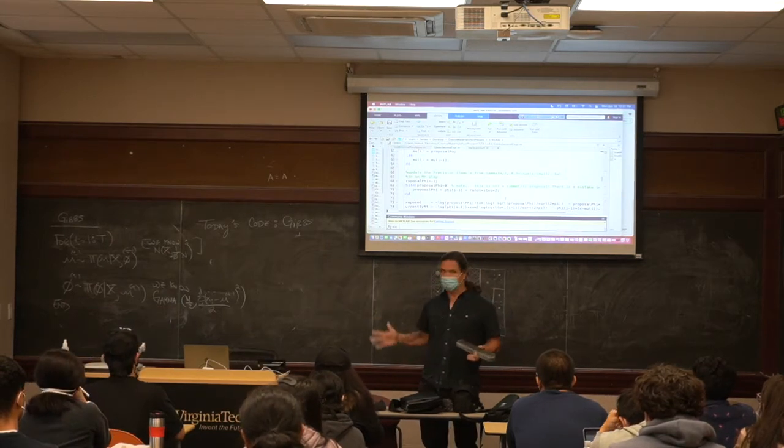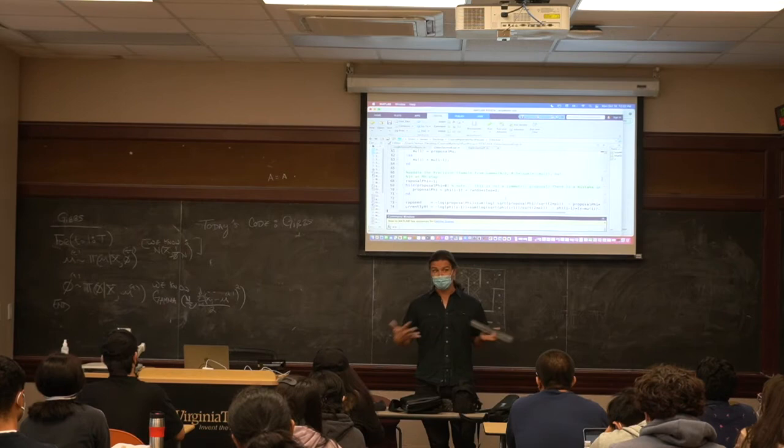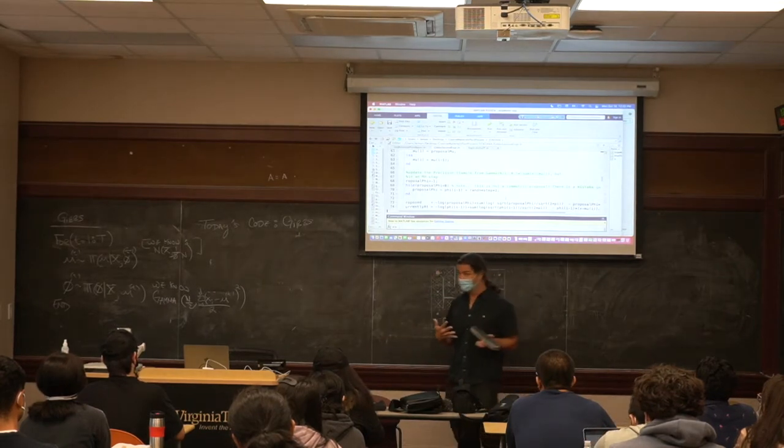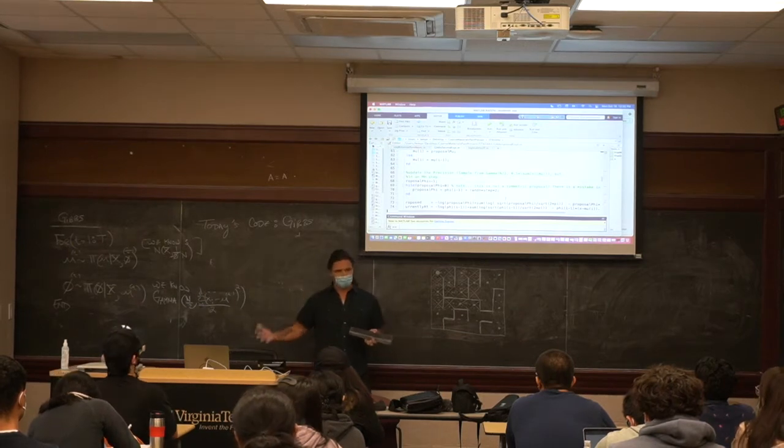The only difference is these are not IID samples, and so there's a correction factor for the dependence that you see in this Markovian thing. Those are called the Gelman-Rubin statistics. We'll be talking about those a little bit later.